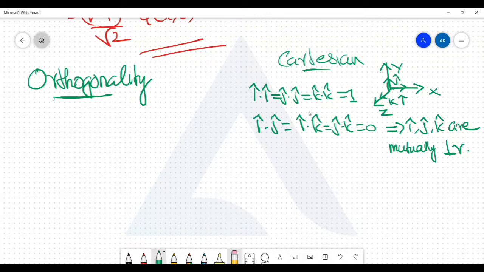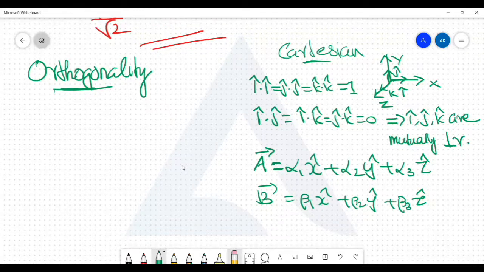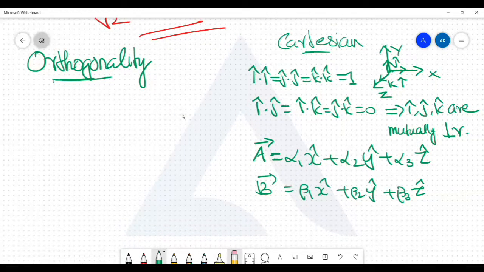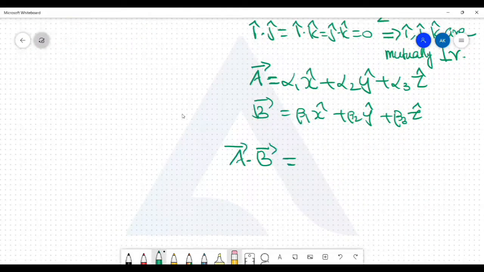For the case of two vectors, say arbitrary vectors, I am taking, let A be alpha 1 x cap plus alpha 2 y cap plus alpha 3 z cap, and B equal to beta 1 x cap plus beta 2 y cap plus beta 3 z cap. What does a dot product mean? Dot product means the component of A along B or B along A. How much, geometrically, does this mean?